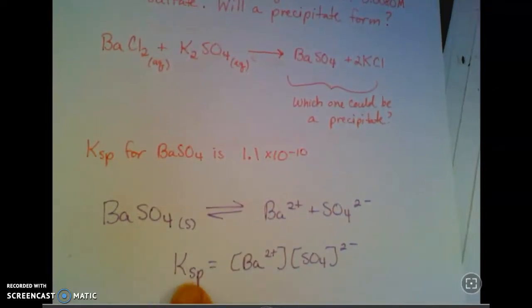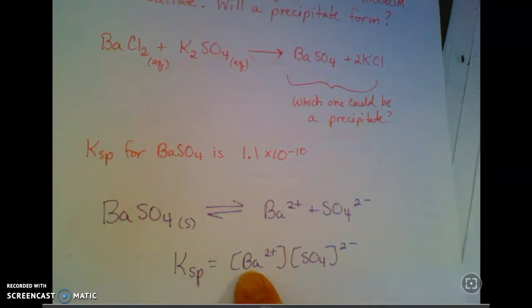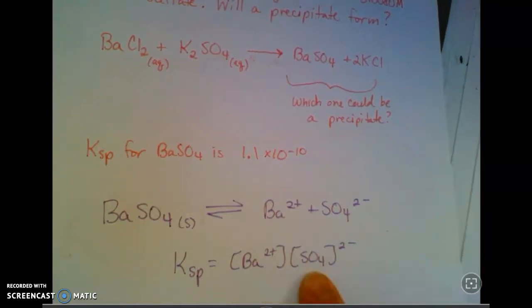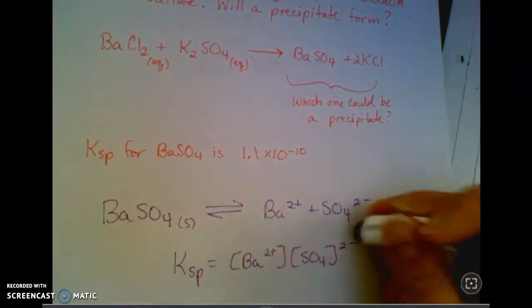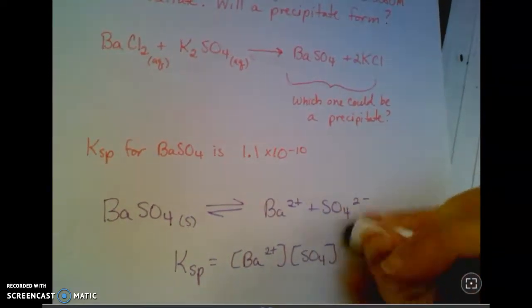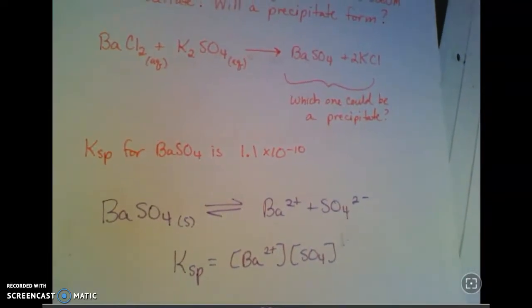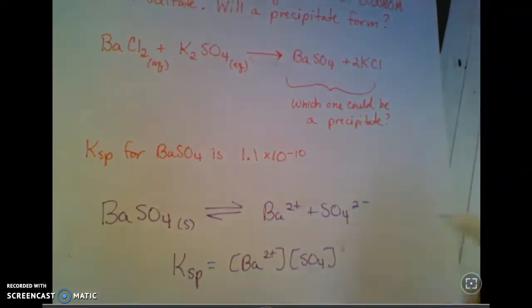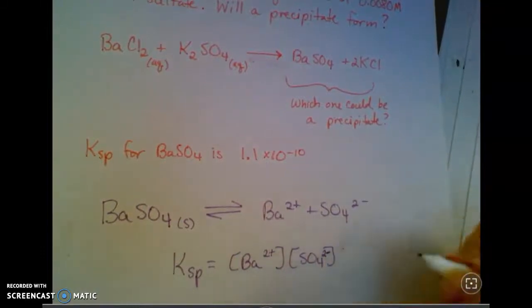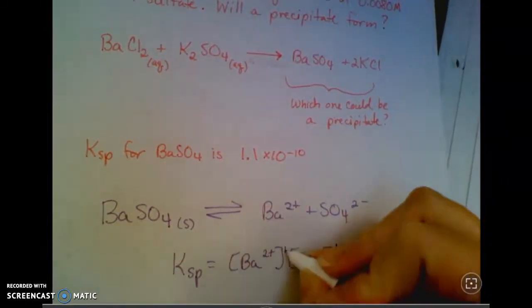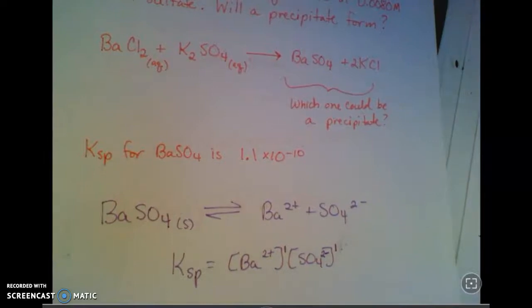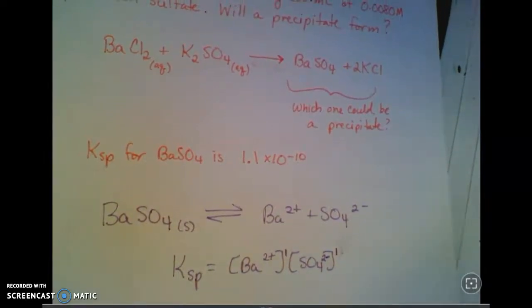So that means the Ksp, or the solubility product, is the barium ion concentration to the first power times the sulfate ion concentration. Whoops, I put my 2 in the wrong place. Also to the first power. Sorry about that. That negative 2 goes in there. This is to the first power. Sorry if there's any confusion there.